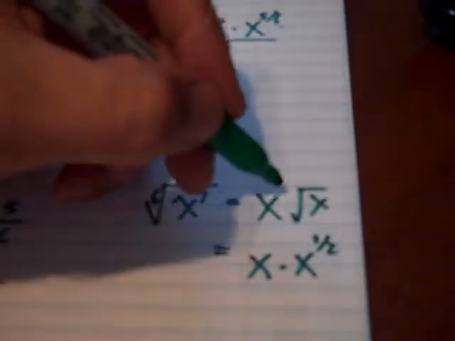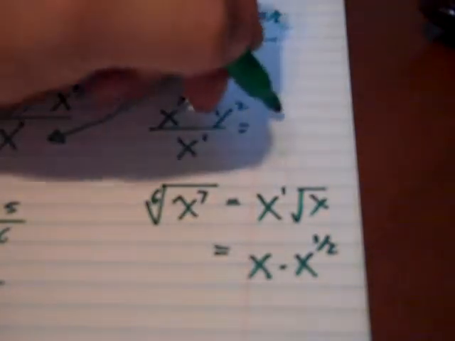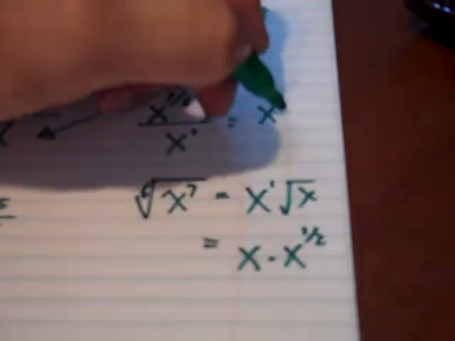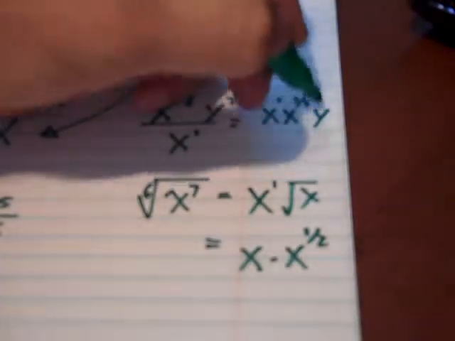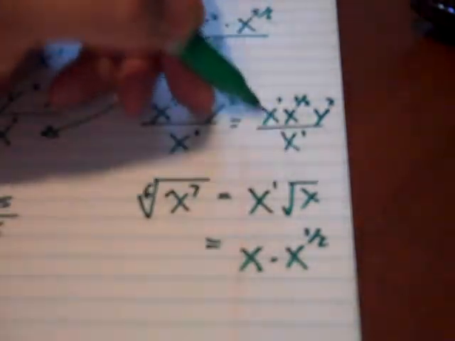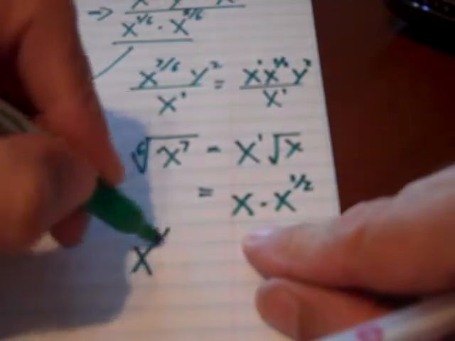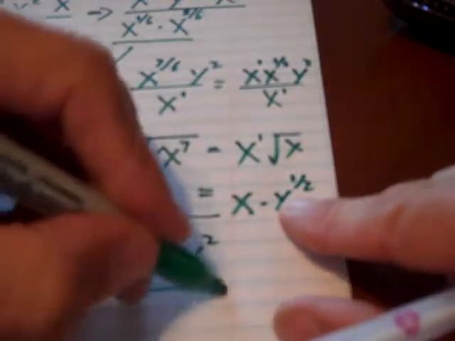Okay. Well, this x here is x to the first power, so what I really have is x to the first power times x to the 1/2 times y squared over x to the first power. And guess what? We have another cancellation here of x's. So our final answer is going to be x to the 1/2 and y squared.